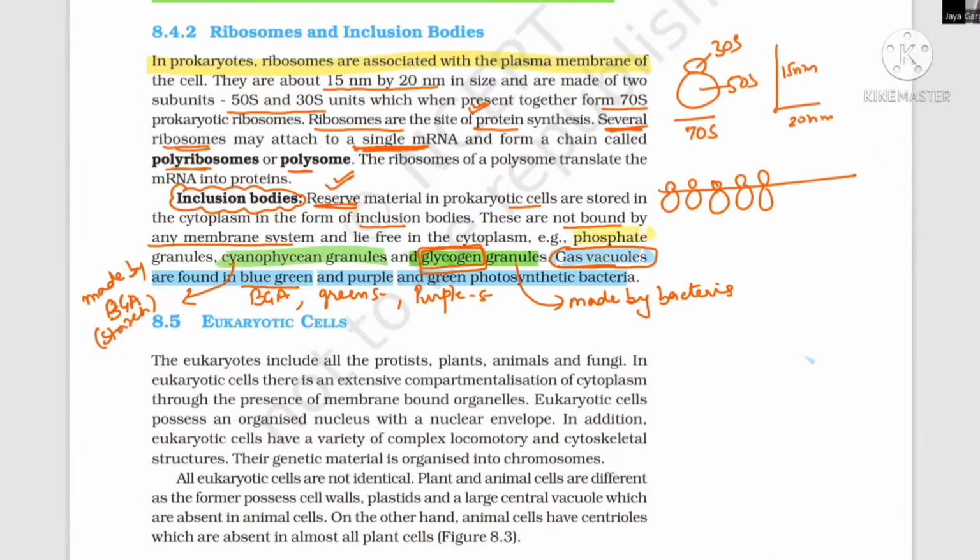That is common. You just have to learn that they are phosphate granules. So in total, how many inclusion bodies have you learned? Number one is phosphate granules. Number two, cyanophycean granules. Number three, glycogen granules. And number four, gas vacuole. These all are inclusion bodies. So just go through this. If you have any doubt in the prokaryotic cell, then ask me.